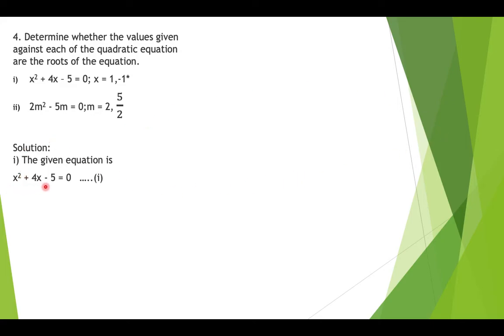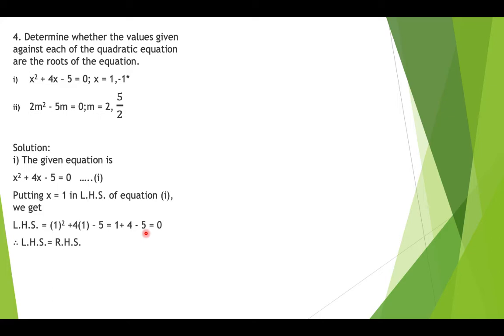So x square plus 4x minus 5 is equal to 0. Now putting x is equal to 1 in the left hand side of equation 1, we get left hand side is equal to 1 square plus 4 into 1 minus 5, is equal to 1 plus 4 minus 5. So 1 plus 4 is 5, 5 minus 5 is 0. So we are getting left hand side is equal to right hand side. Therefore we can conclude that x is equal to 1 is a root of the given quadratic equation.